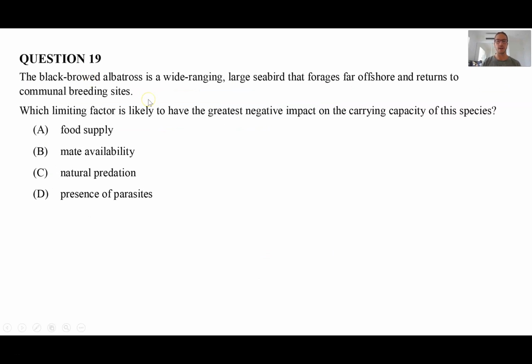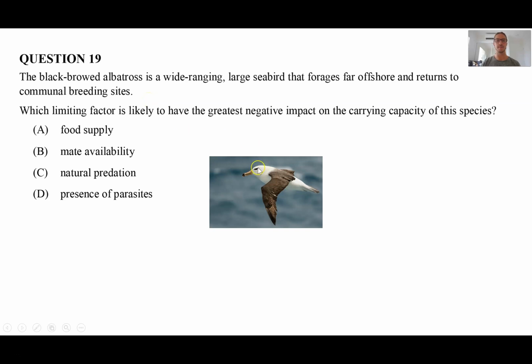So another question. The black-browed albatross, so that's this, you can see the dark brows there, is a wide-ranging, large seabird that forages, meaning it looks extensively for food, far offshore and returns to communal breeding sites. Which limiting factor is likely to have the greatest negative impact on the carrying capacity of this species? So we have not talked directly about this, but you can put information together to come up with an answer. So you can pause the video here and give it a shot yourselves firstly.